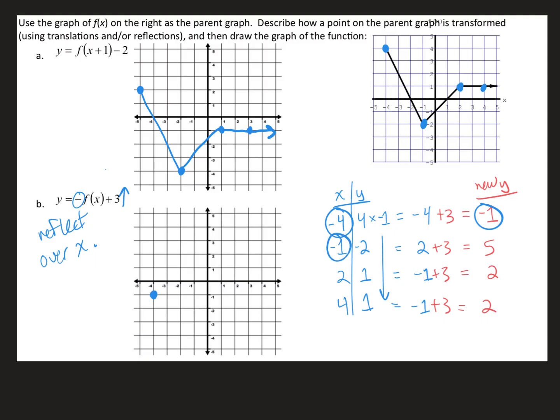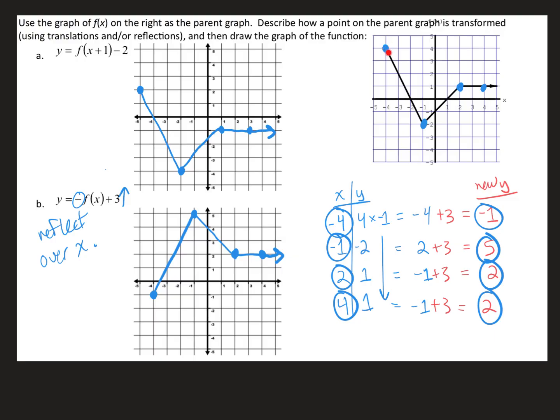Then -1, 5, then 2, 2, and 4, 2. So that'll be 2, 2, and 4, 2. And again, since I wrote these points from the original parent function left to right, you will connect these dots left to right. So I will do this, I will do this, and then I will do this with an arrow there as well. And you can see that the vertical reflection happened.